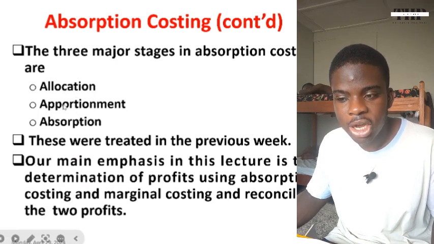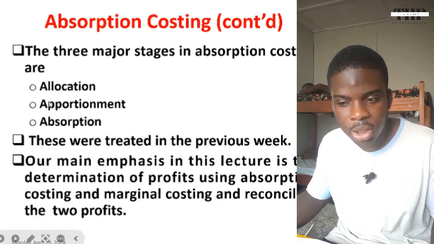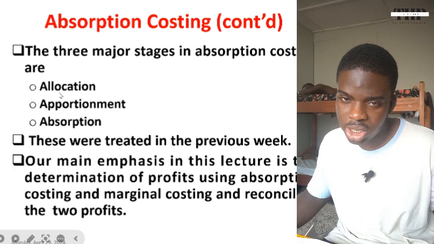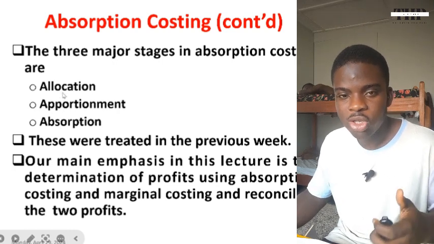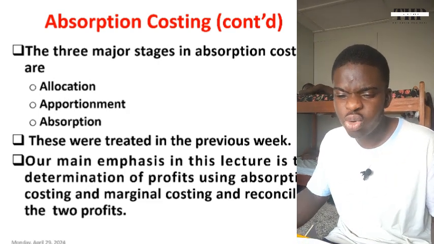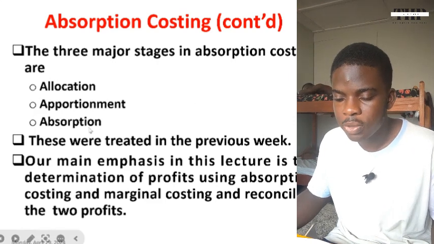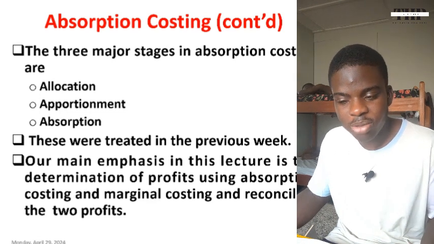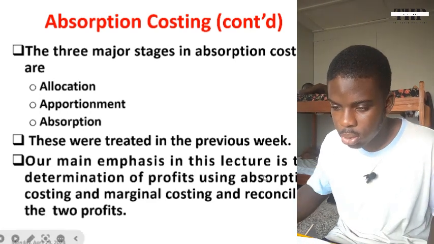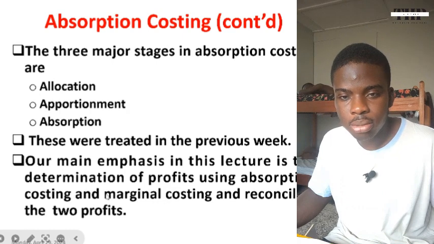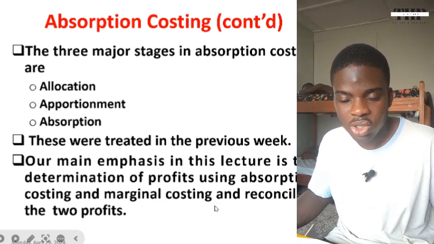There are three major stages in absorption costing, right? They are allocation, apportionment, and absorption. Allocation and apportionment is what we focus more on in the allocation of overheads to the production cost centers. Those videos are about that. So in this video, we'll be looking more at the absorption part, right? Well, not just the absorption part, but our emphasis in this lecture is the determination of profits using absorption costing and marginal costing and reconciling the two profits, right?